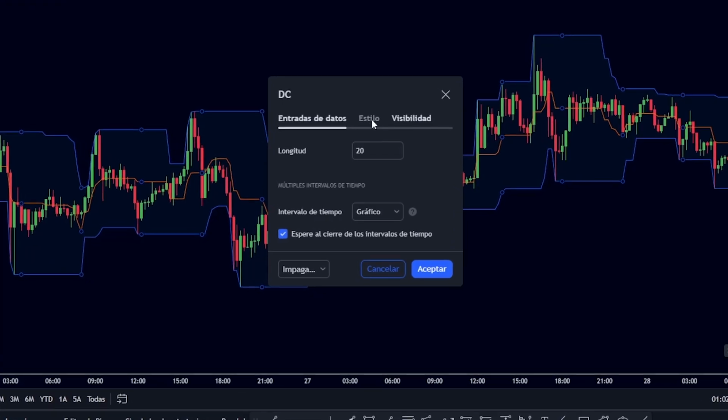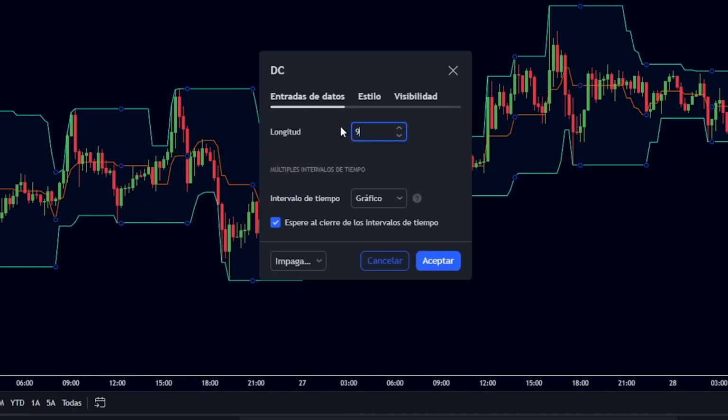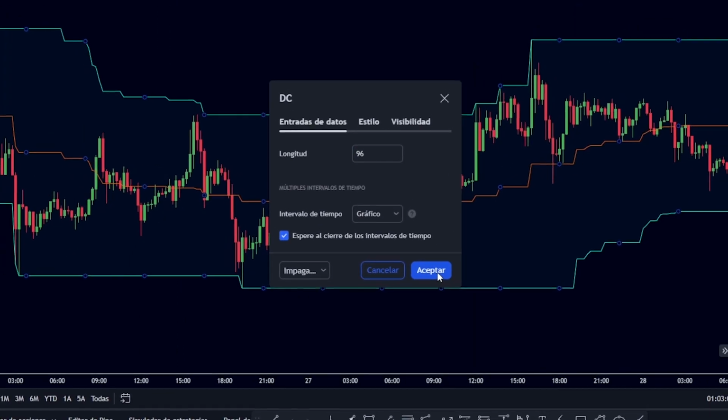We go directly to configuration. In the part of style, we put it to our taste to improve a little bit the visibility, and in length we are going to place 96, and we give to accept.